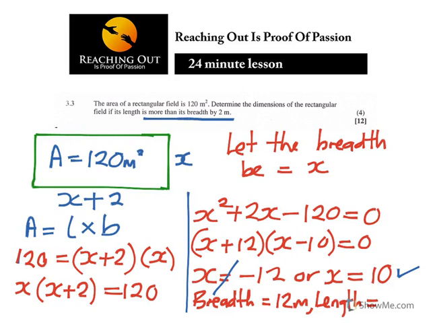Sorry about that. We said 12 is not the answer, but the answer is 10. So if I can erase that, it will be breadth is 10 meters, and the length is x plus 2, which is 10 plus 2, which is 12 meters. So that is that particular answer in this case.